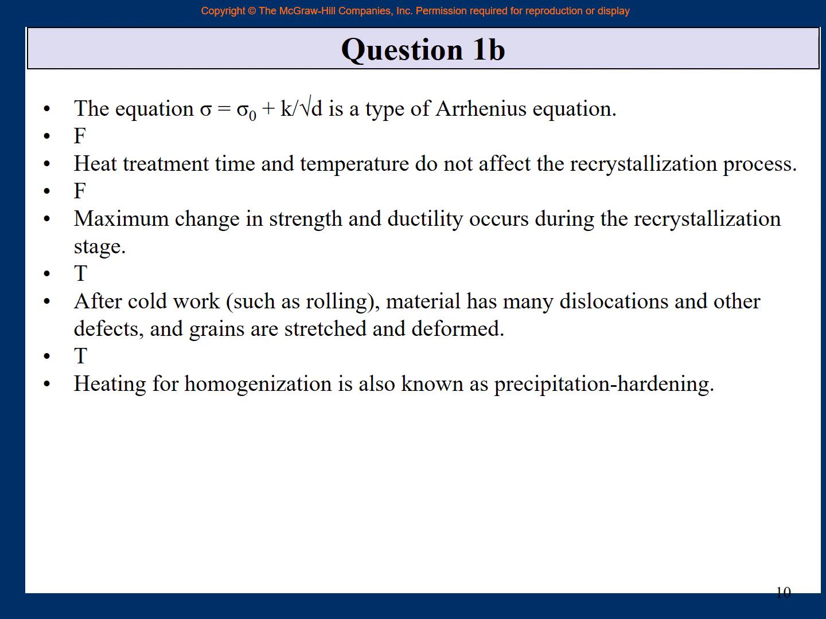Next, heating for homogenization is also known as precipitation hardening. So there was just a one-page slide or 2 pages about general heat treatment. So is it written there that heating for homogenization is the same thing as precipitation hardening? No, this is false. So just go back. If you remember it, it is very nice. But otherwise, go back to those 1 or 2 page slides where you have done the general heat treatment process before doing the annealing in a detailed way.